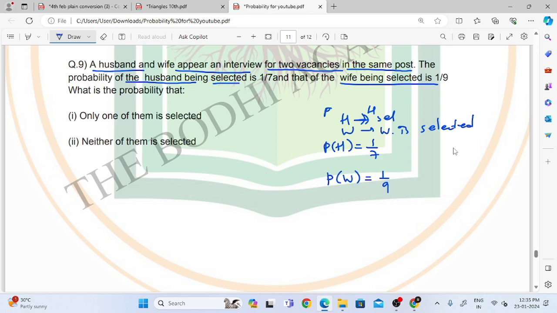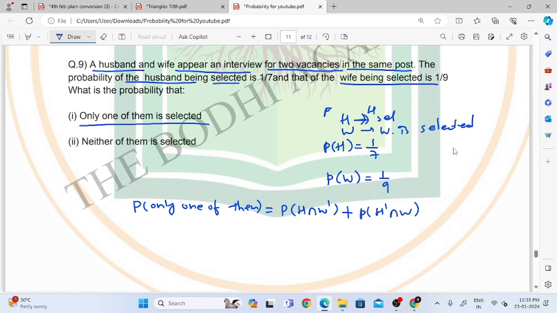So the first question is, only one of them is selected. Now only one of them means either the husband is selected and the wife is not selected. One more case, the husband is not selected and the wife is selected. Okay, so two cases. In the first case the husband is selected, the wife is not selected. In the second case the wife is selected, the husband is not selected. So both the cases we have to add.